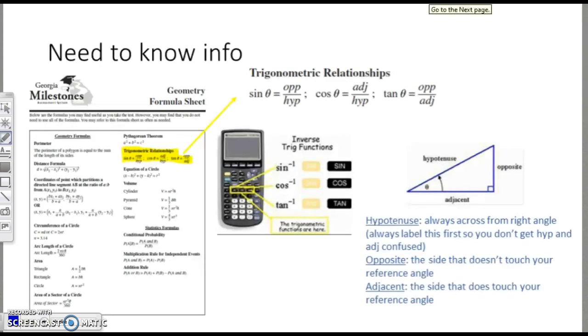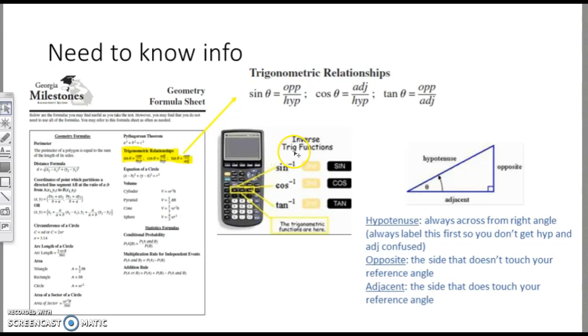Here is your need to know info. We are still dealing with trig ratios, so remember it's on your formula sheet. You do not have to memorize them, but you do need to have access to that formula sheet all the time. Also, just as a reminder, you have to be able to label your sides: opposite, adjacent, and hypotenuse. And lastly, we're going to be doing a lot of calculator work in this one, so you do need to know your specific calculator and where the buttons are that you need. I'm going to try to show you a couple different calculators today in the help video.